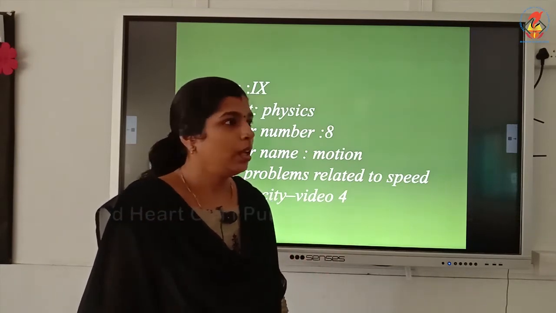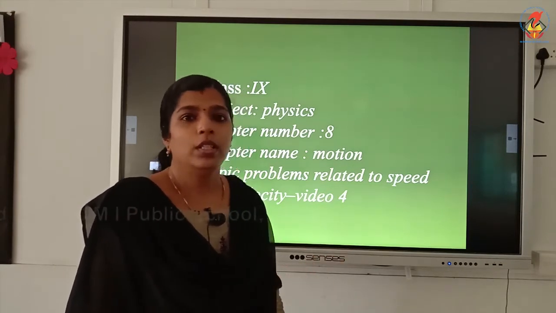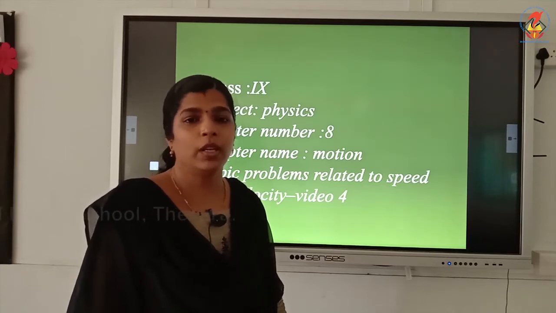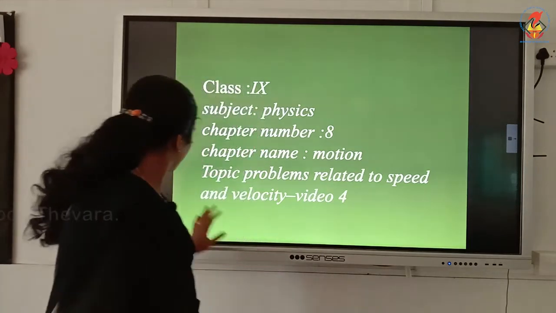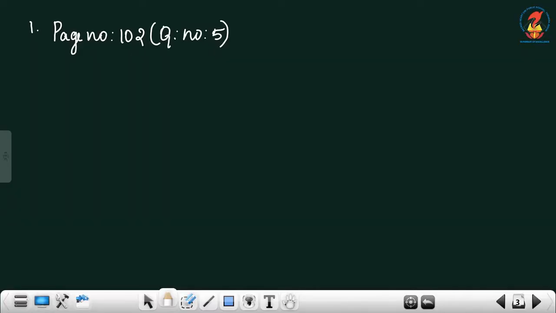Here are some questions. I am not writing them on the board, since they are already there in the textbook. I will just write the page number and which question. First one, page number 102, question number 5. Normally that's a blue question in your textbook. I will read the question.